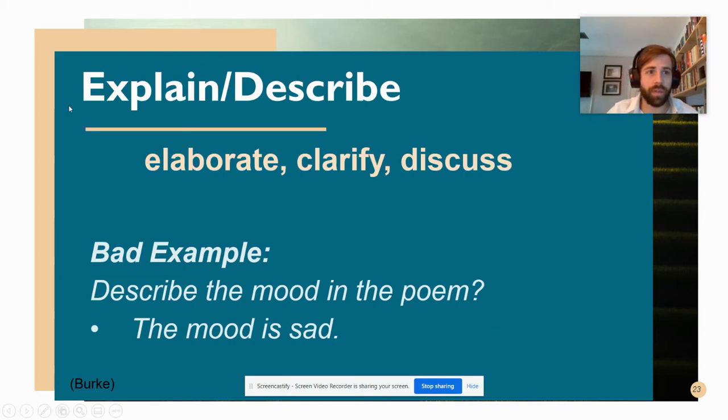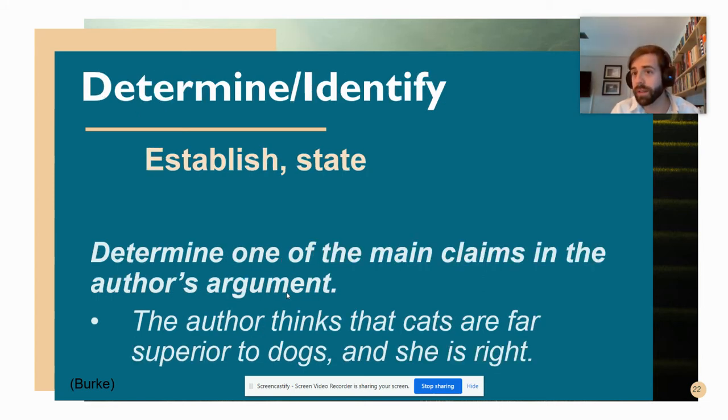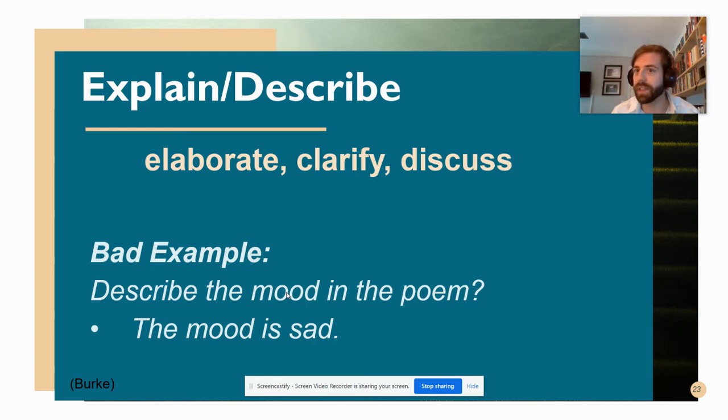So the second verb pair I'm going to use interchangeably is to explain or describe something. This means to elaborate or clarify or discuss at length. So I'll give you a couple of bad examples to highlight my point. If I asked you to describe the mood of the poem and you just said, the moon is sad. Well, you didn't really explain what the mood was. If we go back, you identified what the mood was, but you didn't explain it. So I need some more depth there.